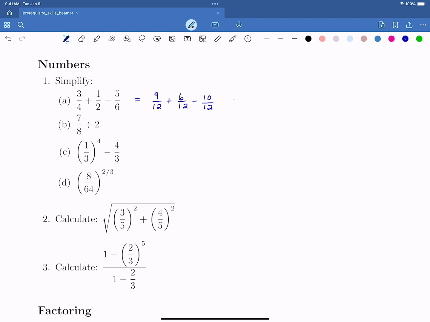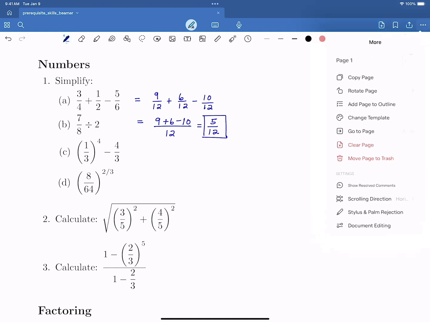Now that we have a common denominator, we're going to just combine the numerators. So that 9 plus 6 minus 10, that is 15 minus 10, or 5 out of 12. 5 out of 12.